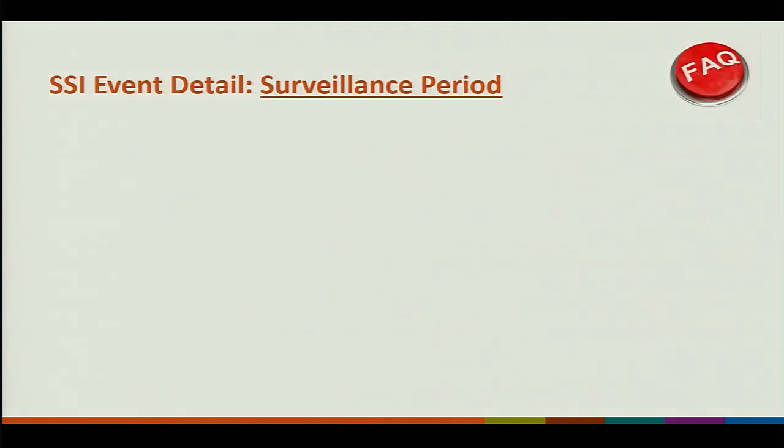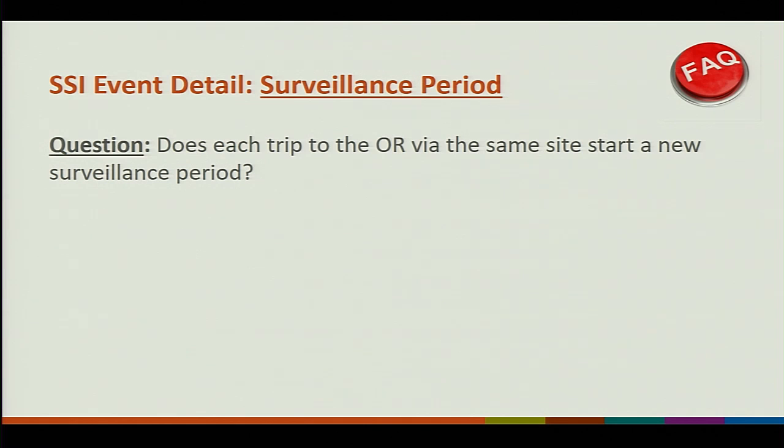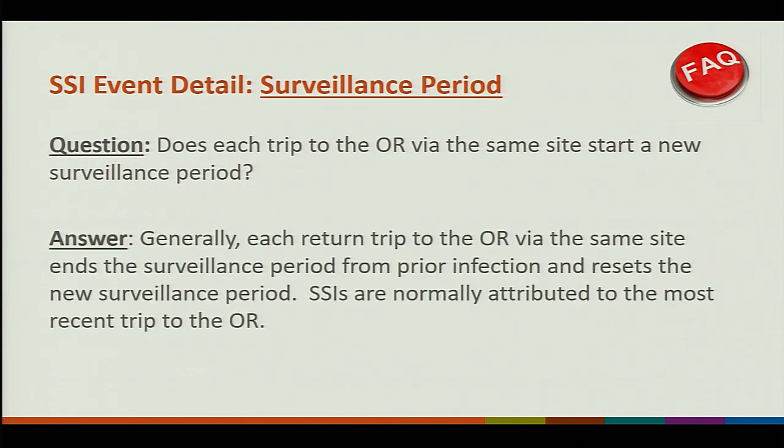So since SSI has a 30 or 90-day surveillance period, depending on the procedure category and level of infection, one of the questions we get is: does each trip to the OR via the same site start a new surveillance period, or does that patient still remain in their surveillance period for as long as it goes? Well, the answer is generally that each return trip to the OR via the same site ends the surveillance period from the prior infection or the prior procedure and resets the new surveillance period.